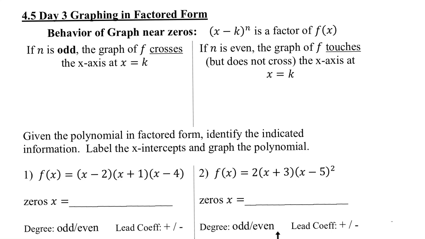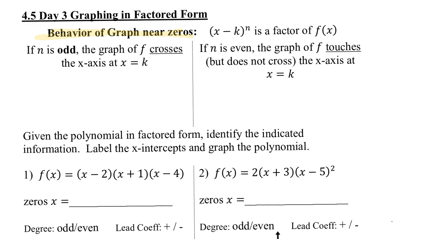Okay, 4.5, day 3, we're going to graph in factored form, and we're going to learn some facts about the behavior of graphs near their zeros, and this is going to help us get the area between our zeros without plugging in points every single time. Okay, so we're assuming x minus k to the n is a factor of f of x. Most of the time, n is 1. There's no exponent on it, which is fine.